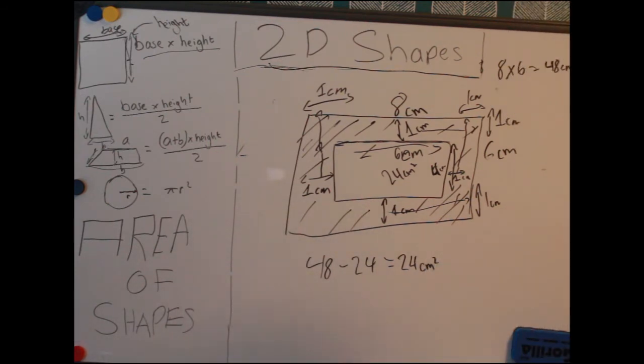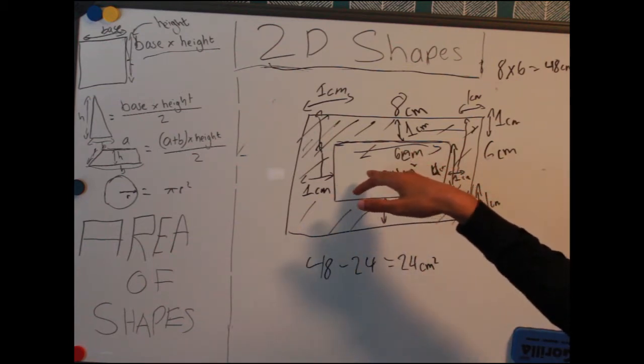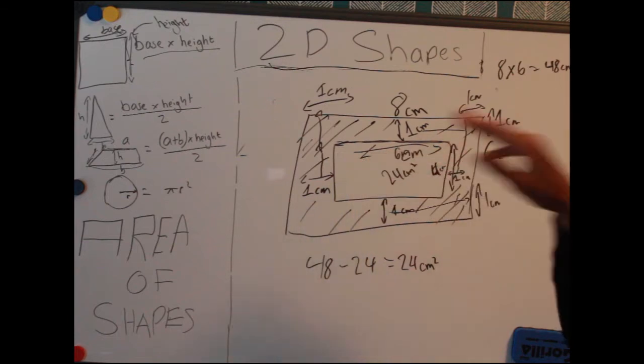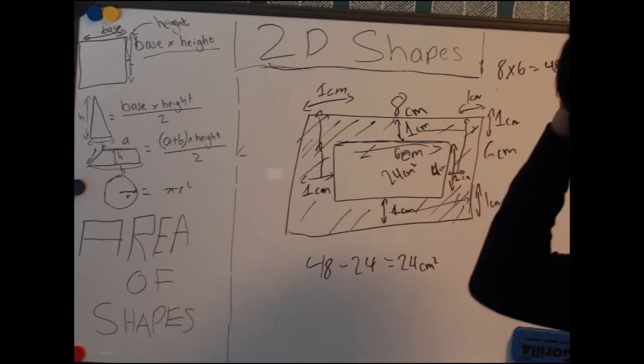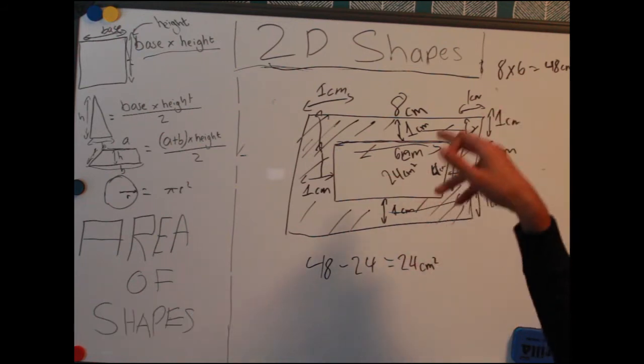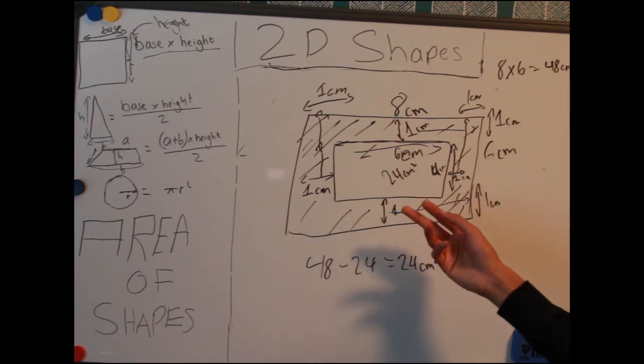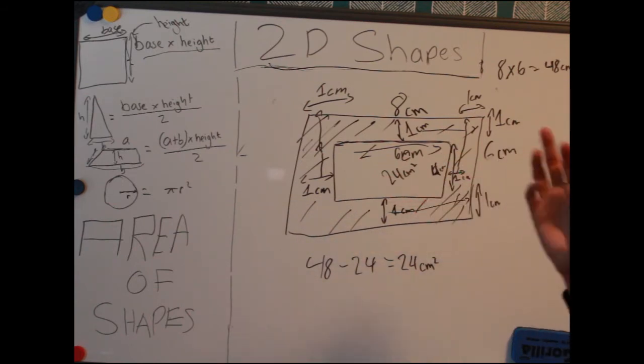Now they might ask you a different question. We're saying, what's the percentage of this shaded area in comparison with the area of the big rectangle? So we know this is 24 centimeters squared, and we know the big rectangle is 48 centimeters squared. 24 over 48 times 100 is 50%.